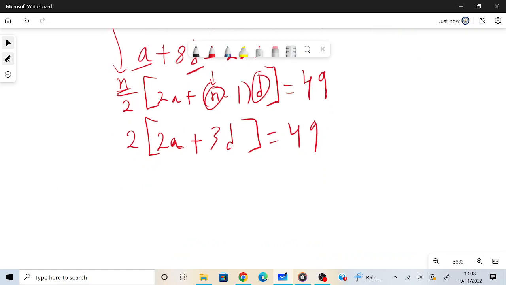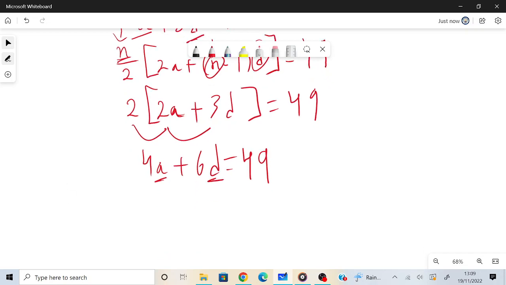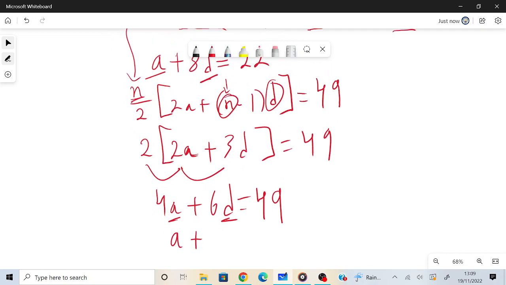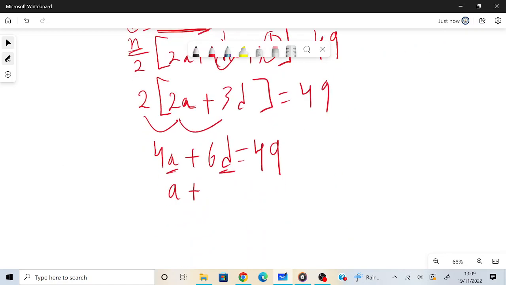And we can simplify this equation further. We can expand the brackets. If you are not comfortable in expansion of brackets, you can watch my video on expanding single, double, and triple brackets. So expanding this, we have 4a plus 6d equals 49. Again, we don't know our d, we don't know our a. But if you look carefully, we now have 2 equations. 4a plus 6d equals 49, and the equation we derived earlier, that's a plus 8d equals 22.